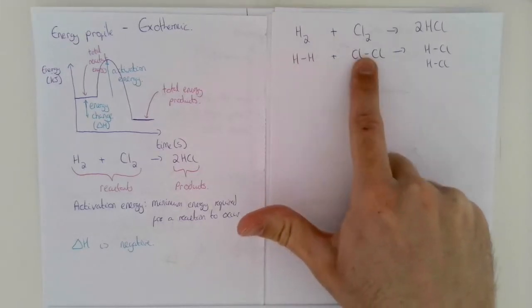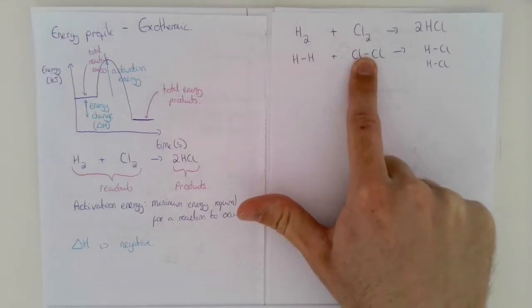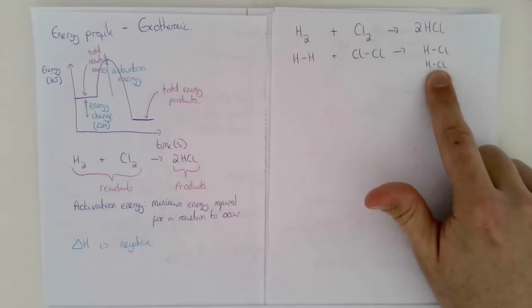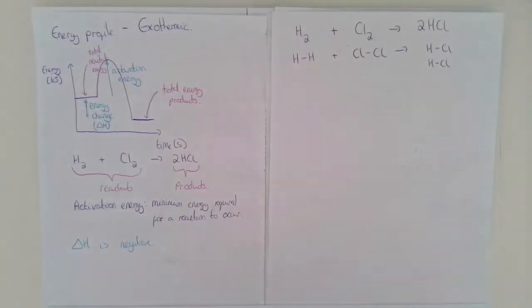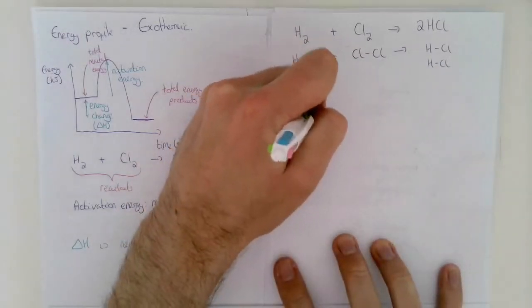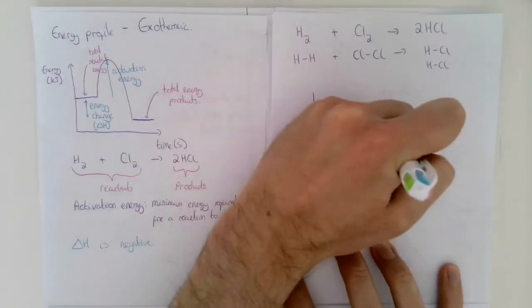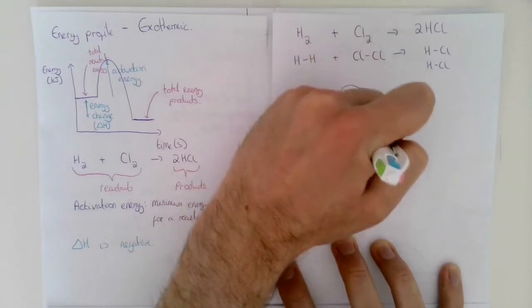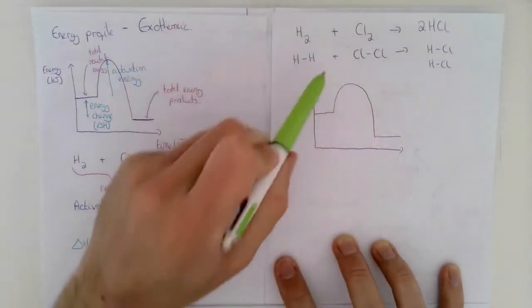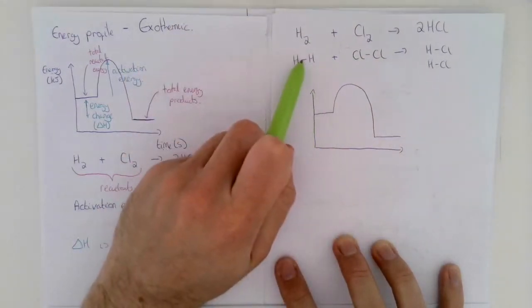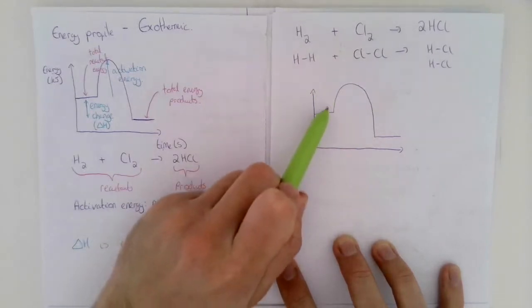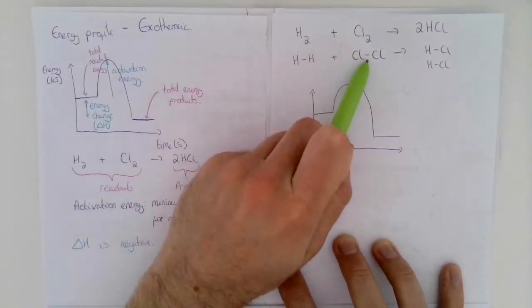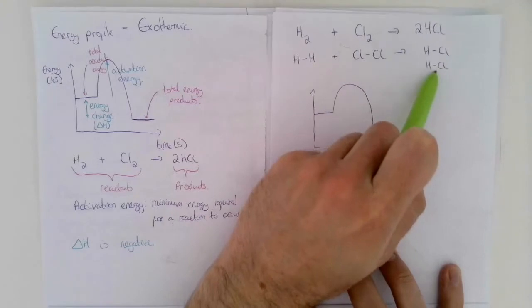These two bonds here are being broken, and these two bonds here are being made. So if I just quickly sketch the energy profile again, I won't label it. So this is one of the reactants, there's the other one. The bonds there are being broken, and then these bonds here are being made.